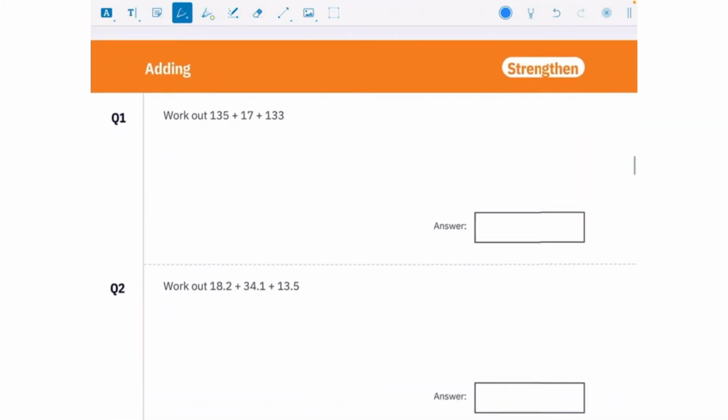Okay, now we're moving on to strengthen, so a little bit more challenging. We've got 135, add 17, add 133. Adding those together, again, we're going to start at the right-hand side. 5 add 7 is 12, add 3 is 15, so 5, carry the 1. 3 add 1 add 3 is 7, add that extra 1 is 8, and then 1 add 1 is 2. So we've got 285 there.